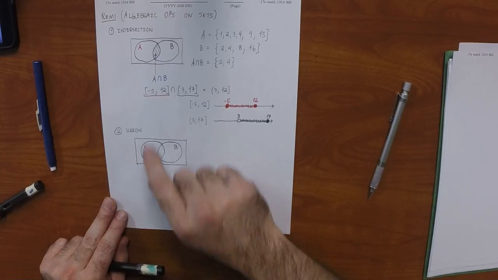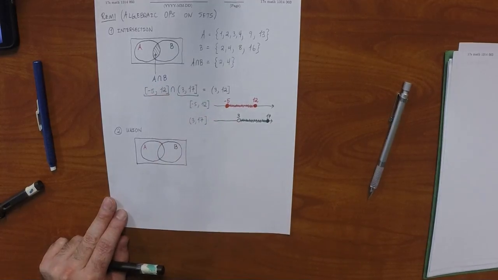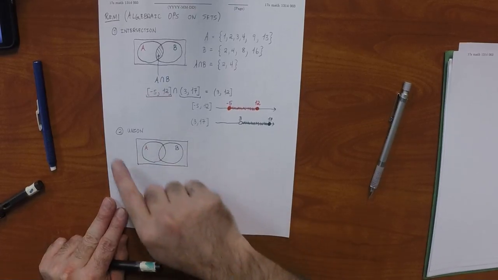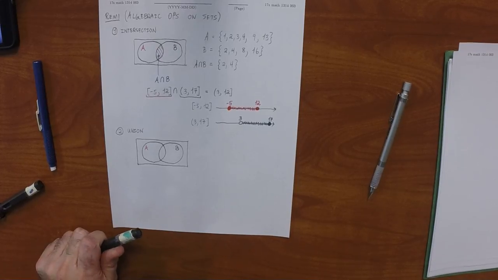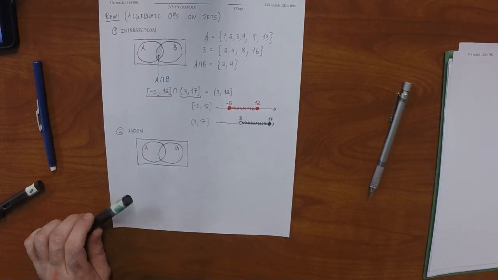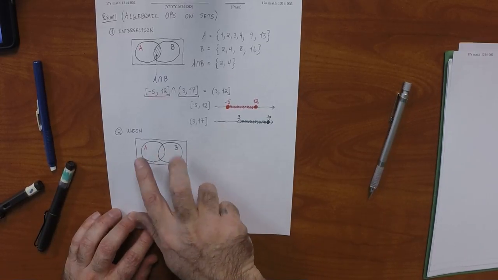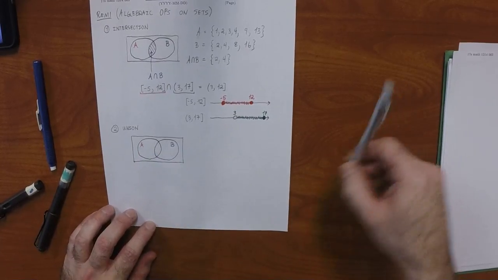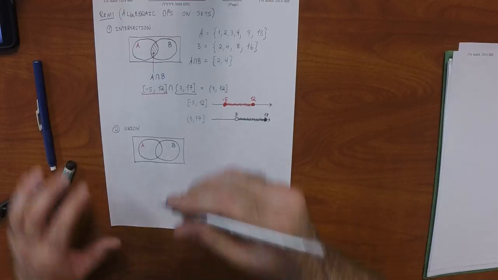So, intersection means and. Union means or. So in this picture, what's the union? No takers. Okay, so that's a good guess. Everything except the intersection. So like the stuff in here and the stuff in here, but not that. Okay, that's a good guess, but that's not right. So it's everything in A or B or both.